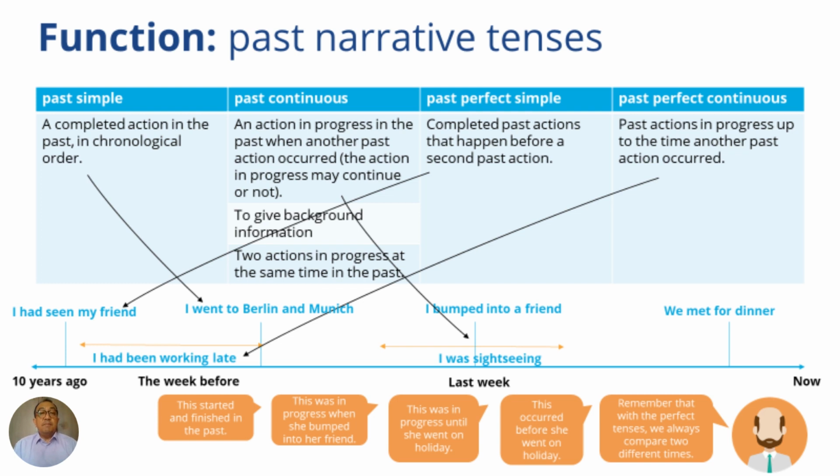The next one, "I bumped into a friend," is the sequence, simple past. And then "I was sightseeing," that is the past continuous. And then the last one, "we met for dinner," was in the past simple to show the sequence. So "I went to Berlin and Munich" is simple past. "I bumped into a friend," simple past. "We met for dinner," simple past. All of them are completed actions in the sequence of the narrative tenses. Okay.